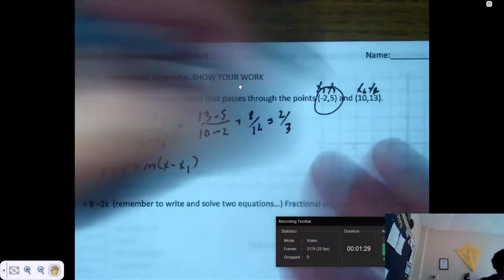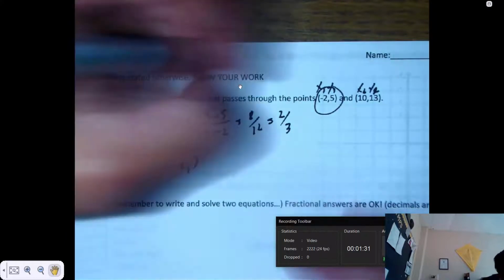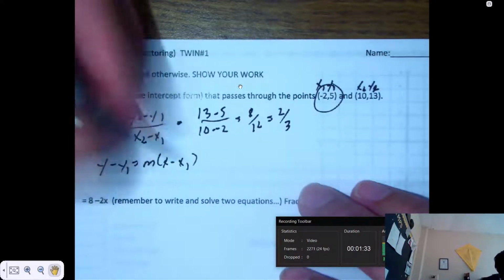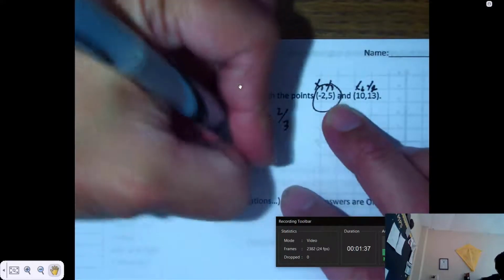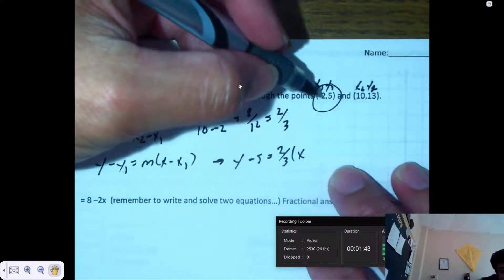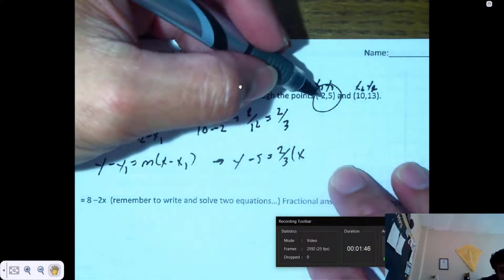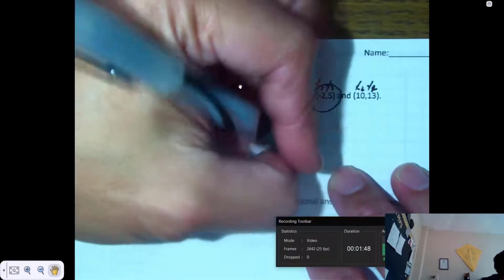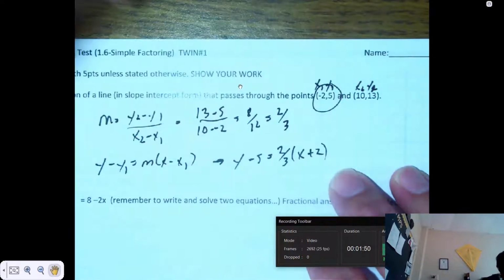Now I'm just going to pick a point. I'm going to pick that point right there. I'm going to plug that in for y1 and x1. So y minus 5 equals a slope of 2/3 times x plus 2. Now we've talked about this in class. If you enter or exit a set of parentheses with a number that's being added or subtracted, you just change the sign. That's all you do.